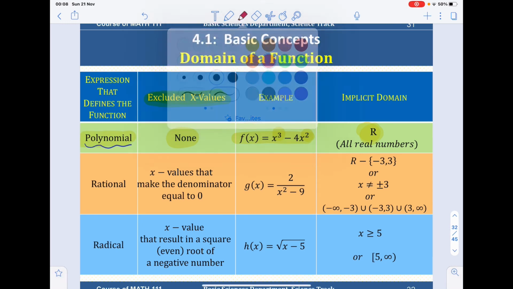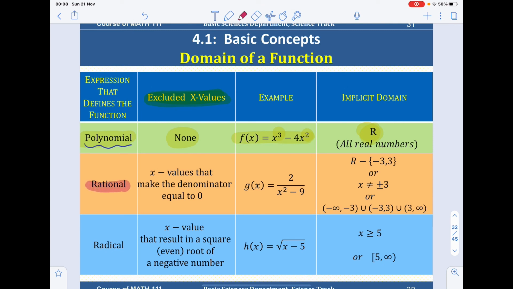Now, what if my function is a rational function, meaning a numerator and a denominator? In this case, I have a problem. I have to exclude x values that make the denominator equal 0. So I will exclude the values that make the denominator zero. For example, in this one, we can just solve the denominator for 0, like x squared minus 9 equals 0. In this case, x squared equals 9, so x equals plus and minus 3.